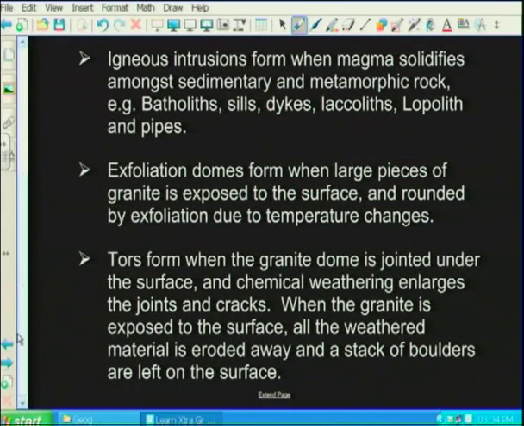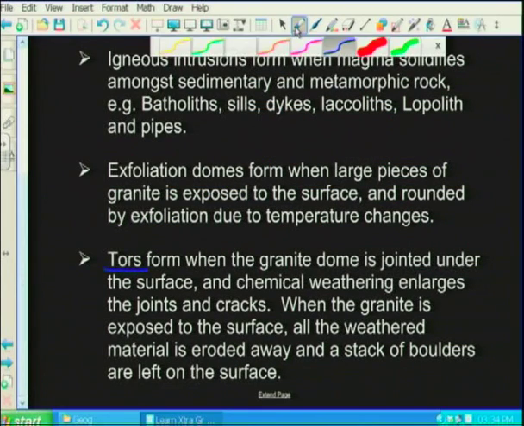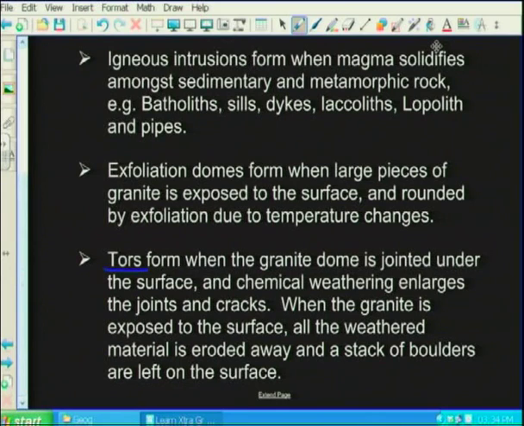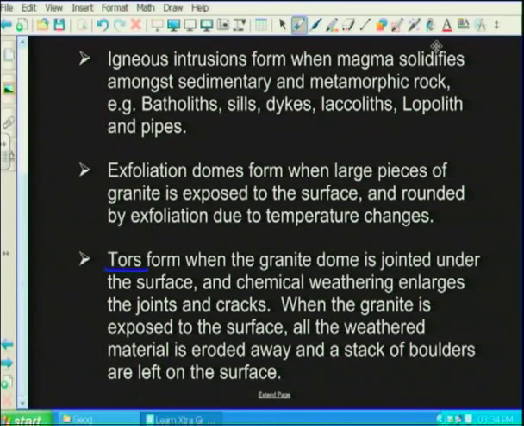Okay, then it says tors. Tors is one of the most important types of igneous intrusions that you need to learn. It's the one that's most commonly tested in the matric papers. It says they form when the granite dome, that is important, okay? Tors will always form from a dome-shaped feature. That dome is formed by magma intruding into the horizontal sedimentary layers and solidifying below the Earth's surface.